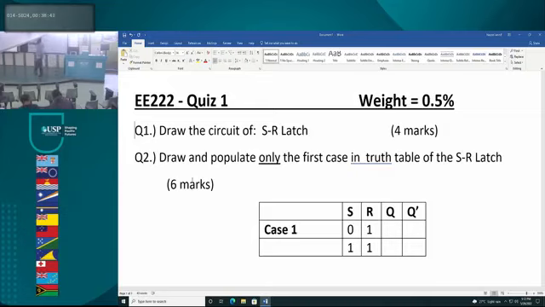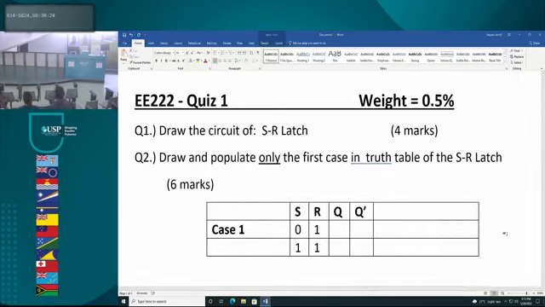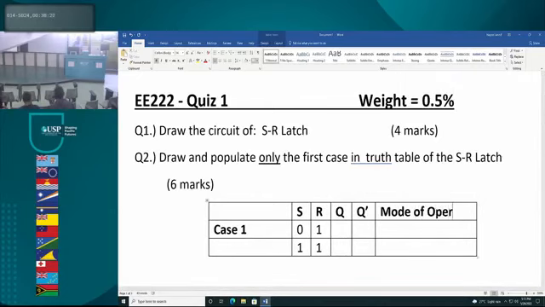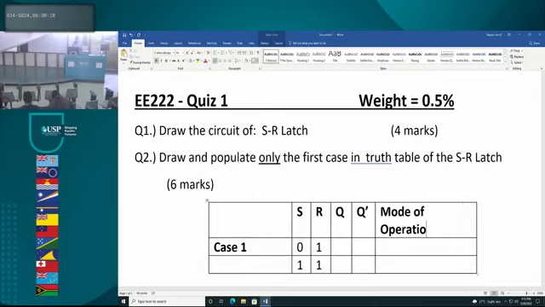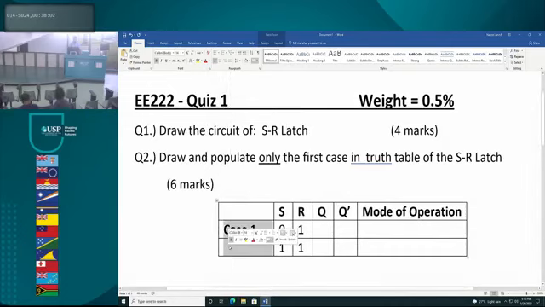Okay. Guys, in question two, you only have to fill out that case. I don't want to see all the other cases. Just that case. Oh, sorry, I've forgotten to put it in. So you only fill in these six empty blocks. First you draw the circuit and then just fill up those six empty blocks.